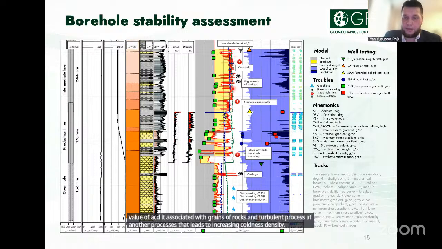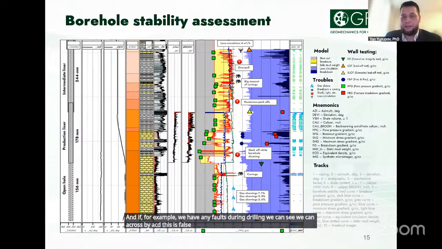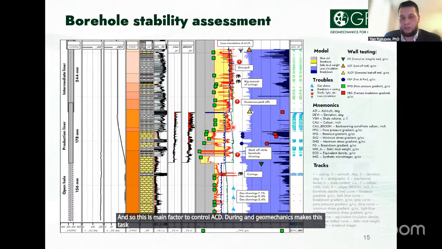density. And if, for example, we have any faults during drilling, we can cross them with ECD, and have mud losses. So this is the main factor to control ECD during drilling, and geomechanics does this task. This allows us to control ECD to avoid breakdown and mud losses, for example, during intersection with faults and fractures.